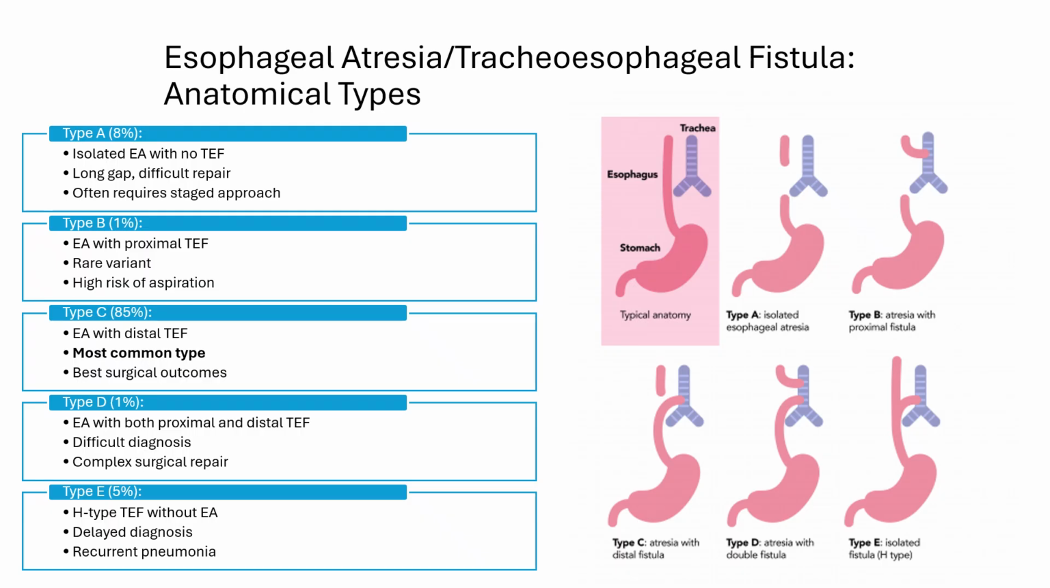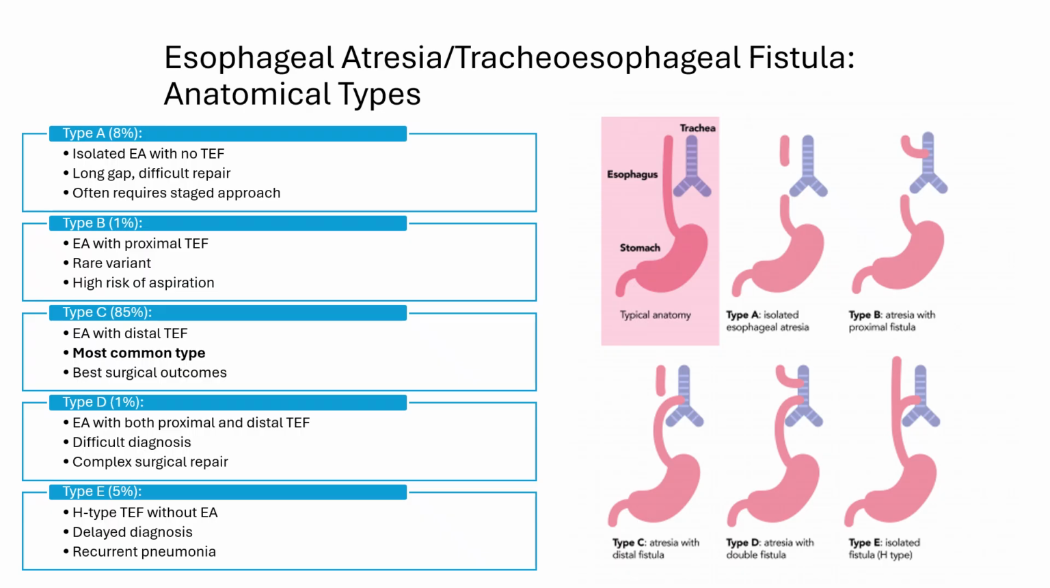Types B and D are uncommon variants, only 1% each. Type B has a proximal fistula, creating significant aspiration risk. Type D has both proximal and distal fistulas, making diagnosis complex and surgery technically demanding.